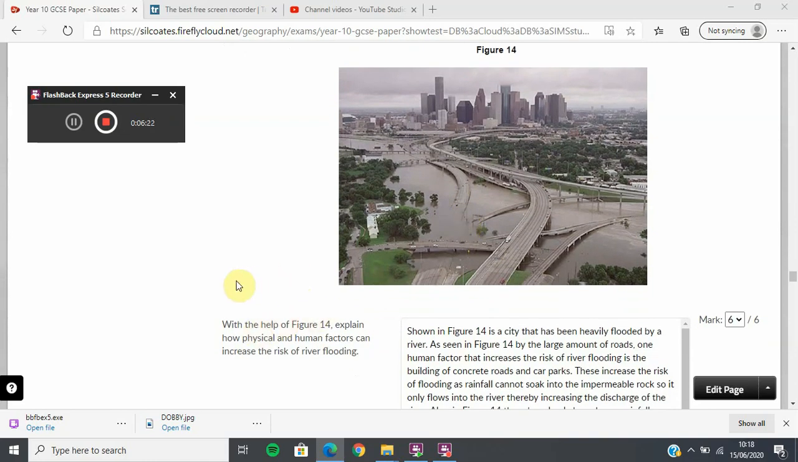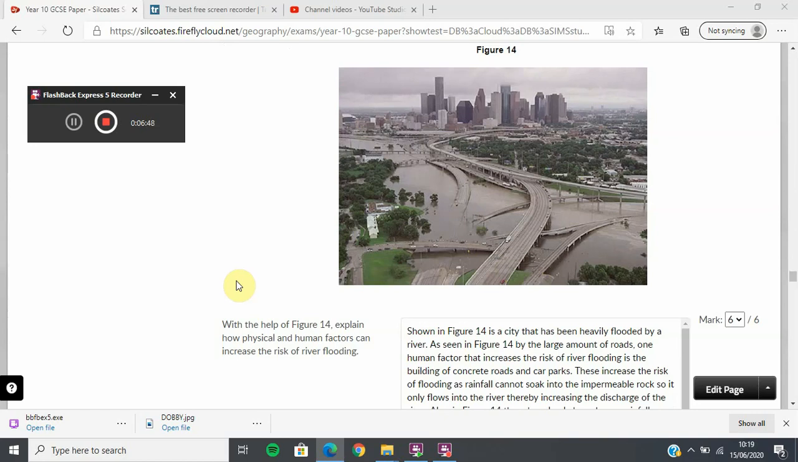So a good one to comment on was heavy rainfall. If there's been a lot of heavy rainfall, the ground will be saturated, the river will be filled, therefore there is a much greater risk of river flooding. Okay, it's kind of obvious, that one, but it's key, isn't it? If you don't have heavy rainfall, you're not likely to get a river flood, and heavy rainfall is a physical factor.